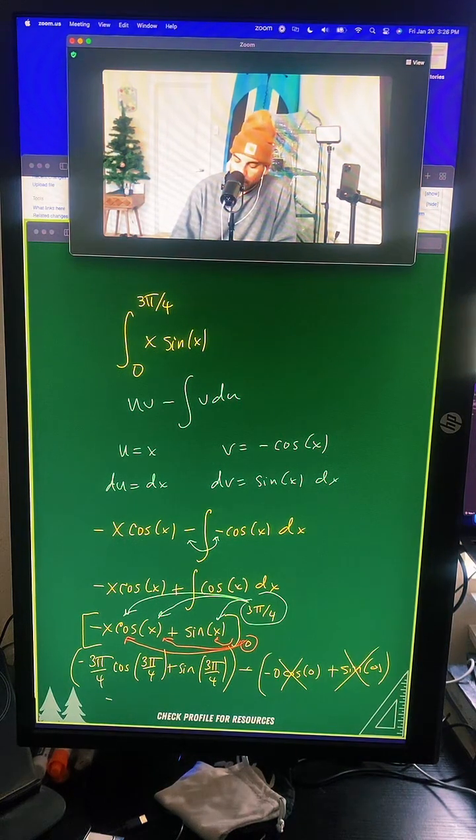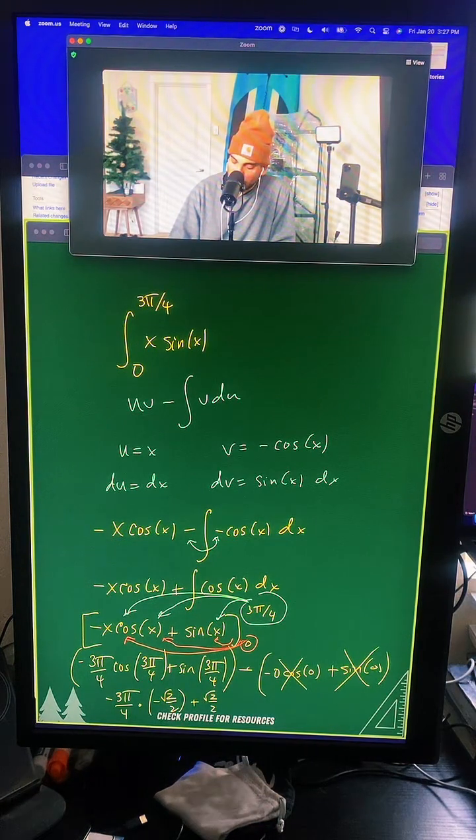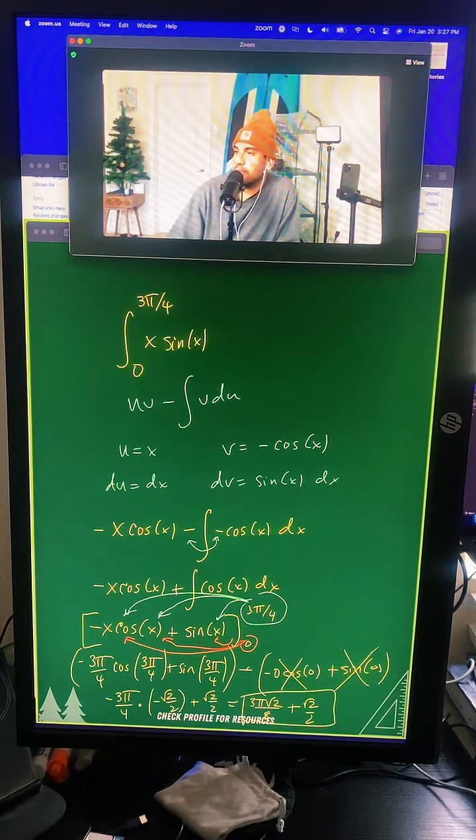So then our final answer is negative 3 pi over 4 times cosine of 3 pi over 4, which is negative root 2 over 2, plus root 2 over 2, which is equal to, and this is going to be, positive 3 pi root 2 over 8 plus root 2 over 2. That is our definite integral.